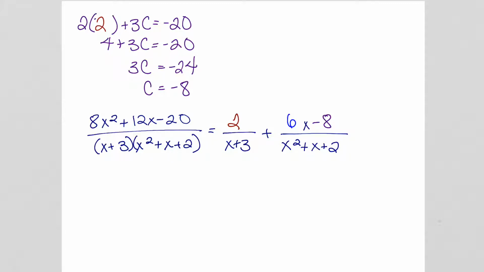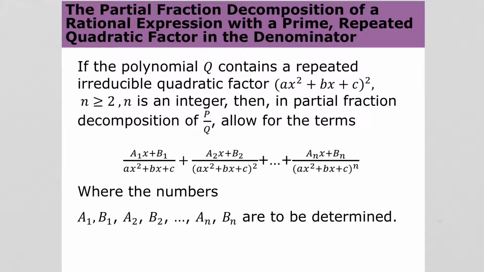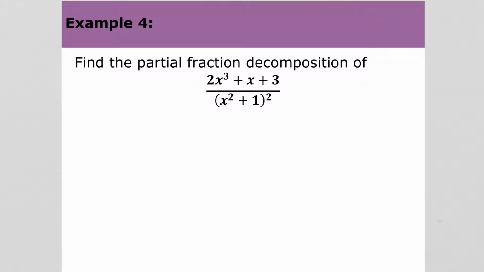One more example. One more situation. So this time the difference is we're kind of combining examples 2 and 3 together. We've got the squared on the outside and we've got a squared on the inside. So what do we do with that?